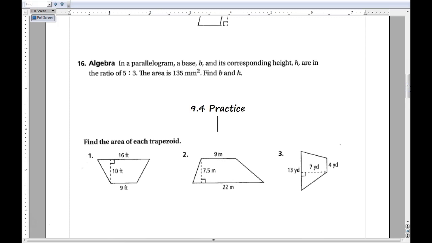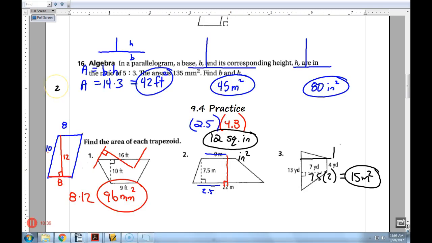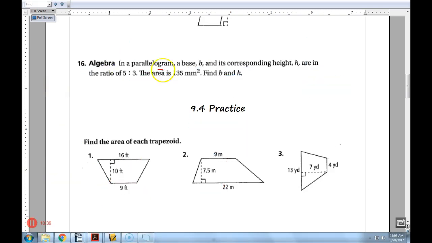In a parallelogram, a base and its corresponding height are in a ratio of 5 to 3. The area is 135. So this one I actually have to work backwards. Notice that they give me the answer. They tell me what the area is. So I'm going to set up my parallelogram. I'm going to draw a picture.